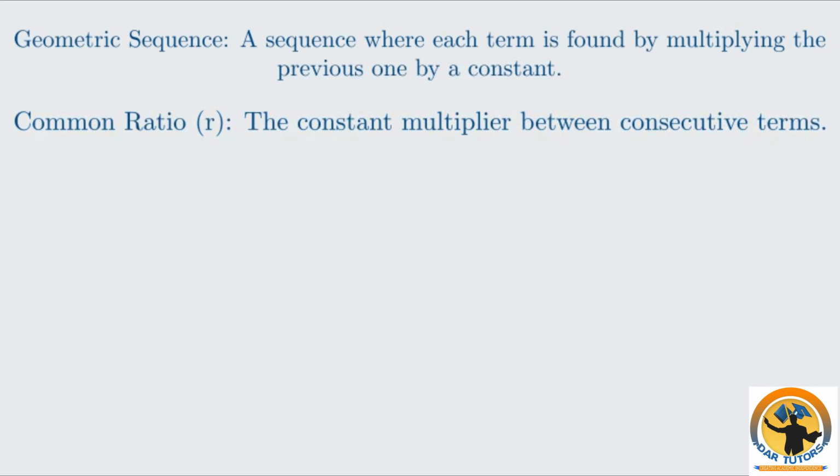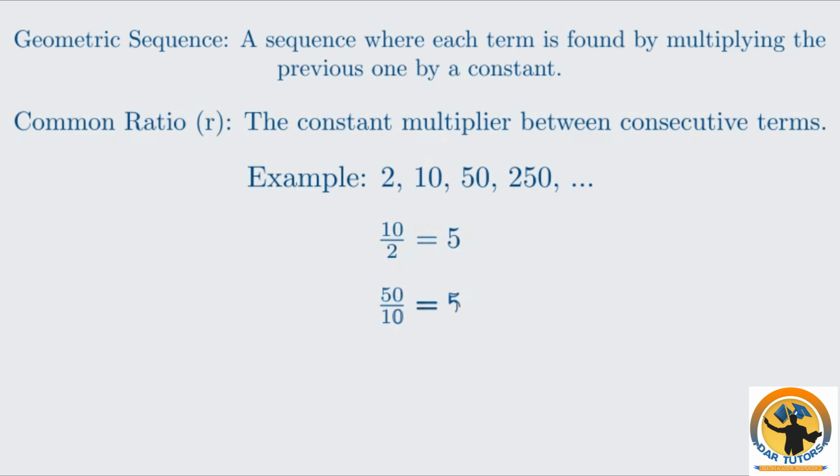Let's look at an example. Consider the sequence 2, 10, 50, 250, and so on. To check if it's geometric, we divide each term by its preceding term. This should give us the common ratio. First, 10 divided by 2 is 5. Next, 50 divided by 10 is also 5. And 250 divided by 50 is 5. Since the ratio is constant, this is a geometric sequence. In this case, the common ratio r is 5.